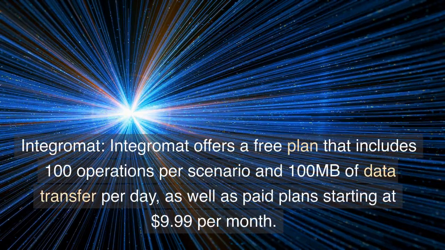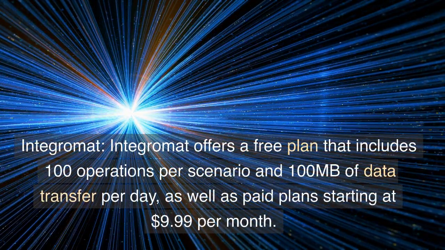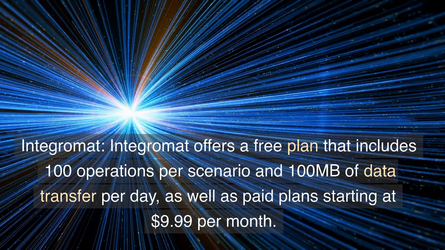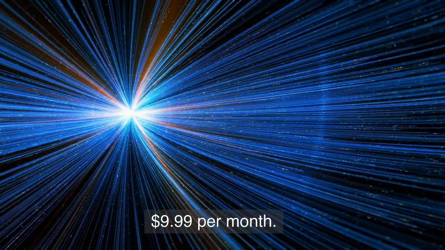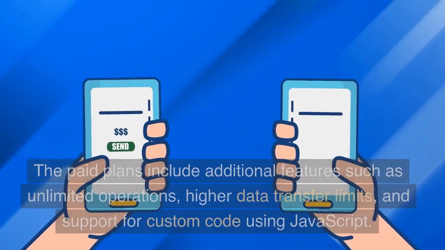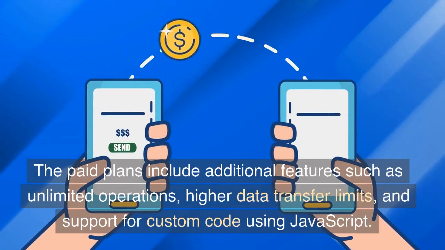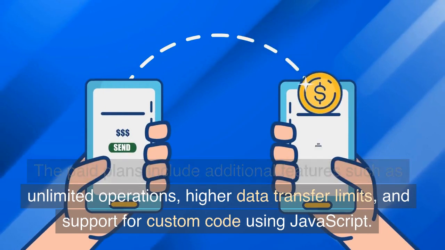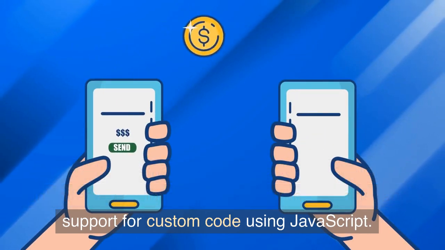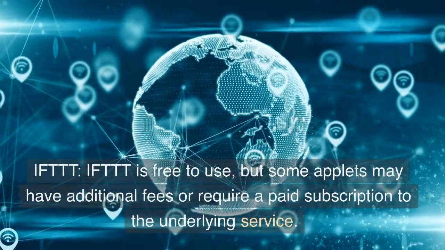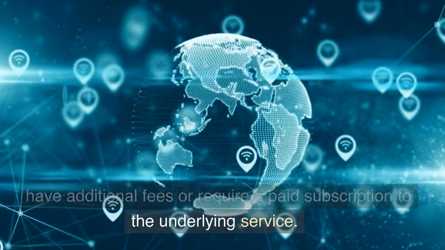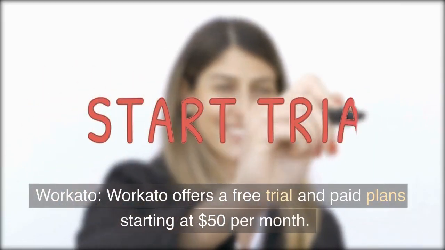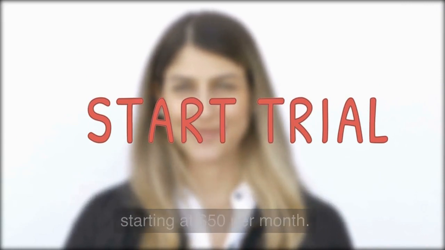Integromat. Integromat offers a free plan that includes 100 operations per scenario and 100 megabytes of data transfer per day, as well as paid plans starting at $9.99 per month. The paid plans include additional features such as unlimited operations, higher data transfer limits, and support for custom code using JavaScript. IFTTT is free to use, but some applets may have additional fees or require a paid subscription to the underlying service. Workato. Workato offers a free trial and paid plans starting at $50 per month.